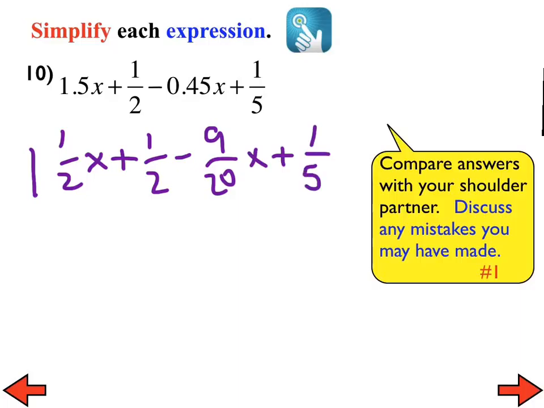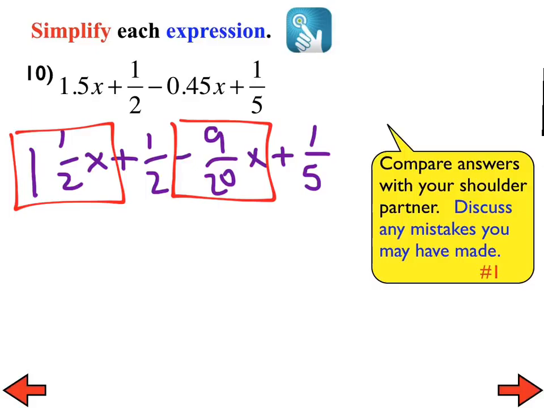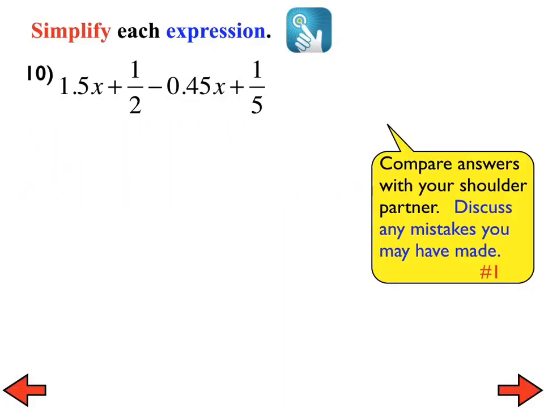Very nice. So again, we have a mixed number here. You would, when you are simplifying this, make that into 3/2 x so that you can combine it more easily with the 9/20. Okay? Very good. Any questions about what we learned today?